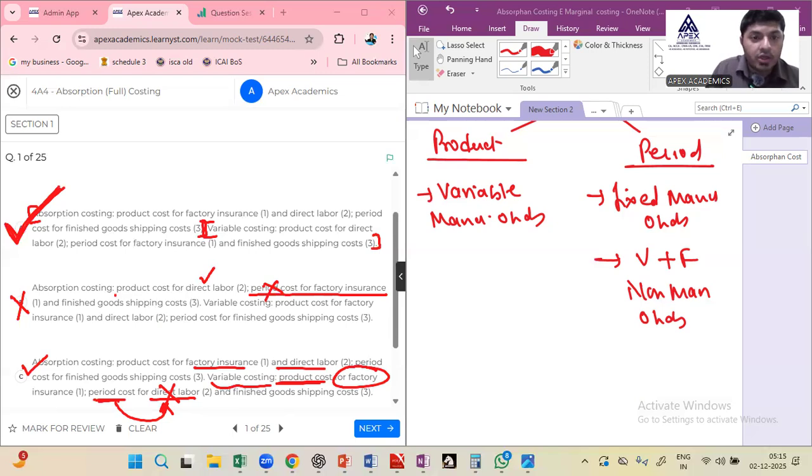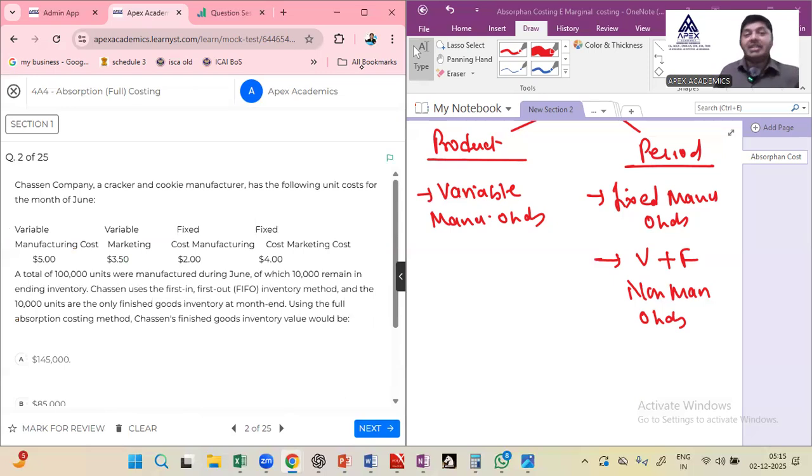Now, moving on to question number 2. Question number 2 is a very interesting question which speaks about the breakups with respect to the valuation of the inventory. Let's take a look at question 2. Chasen Company, a cracker and a cookie manufacturer, has the following unit cost for the month of June. Variable manufacturing cost is $5.